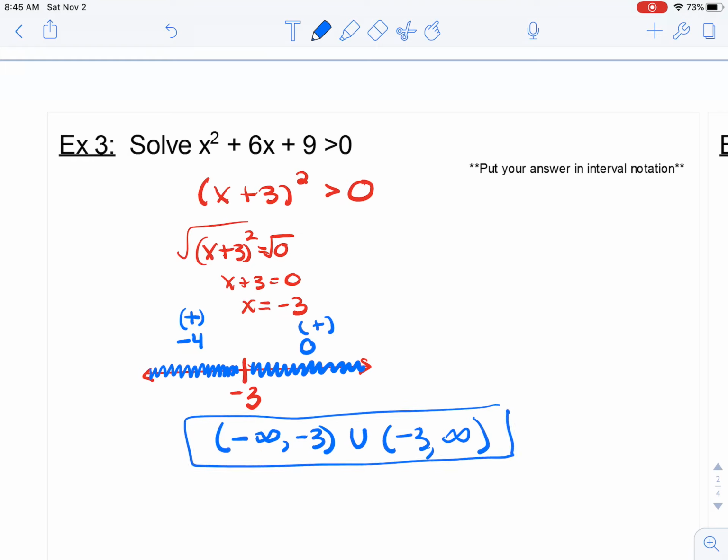Essentially, it would be all values except for -3. Because think about it, if you plug in -3, it's going to be equal to 0. And we don't want values that are equal to 0, we want values that are greater than 0. Okay? Any questions on that one, make sure you ask me in class.